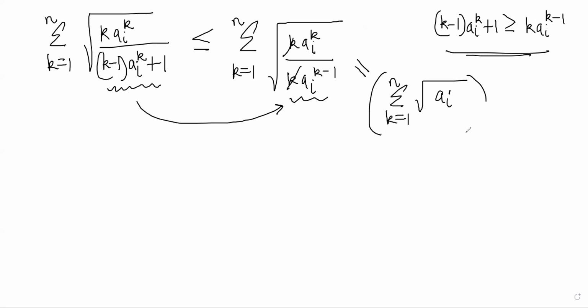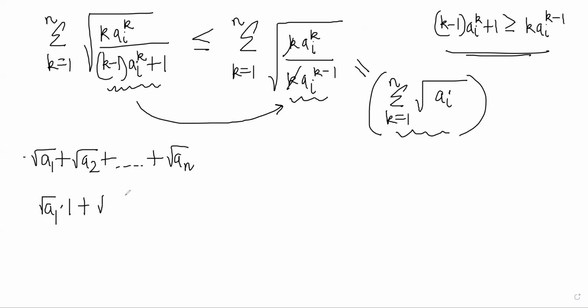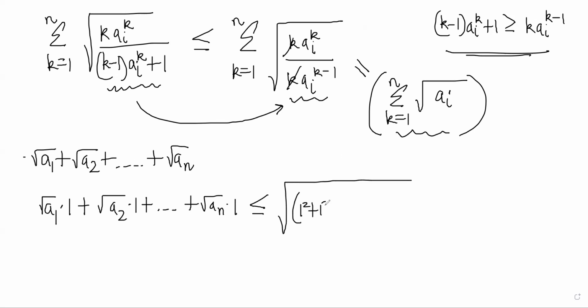Great. So we have this, and this is basically looking like root a1 plus root a2 and so on till root an. We can apply Cauchy's inequality to this. So we are saying root a1 into 1 plus root a2 into 1 plus root an into 1 will be less than or equal to the square root of 1 square plus 1 square n times, and root a1 square plus root a2 square is a1 plus a2 plus an.